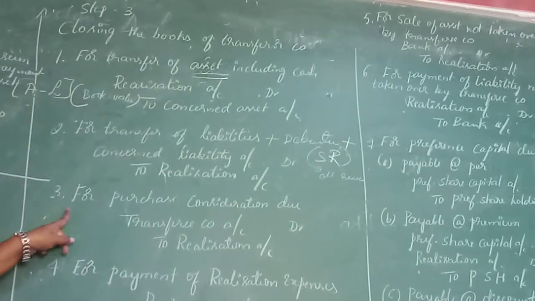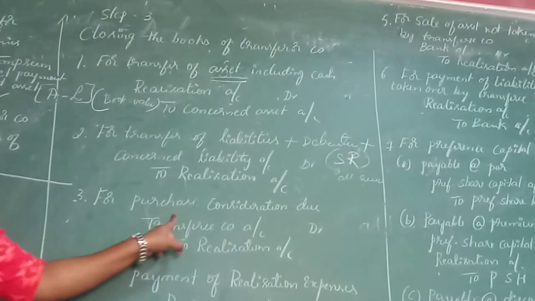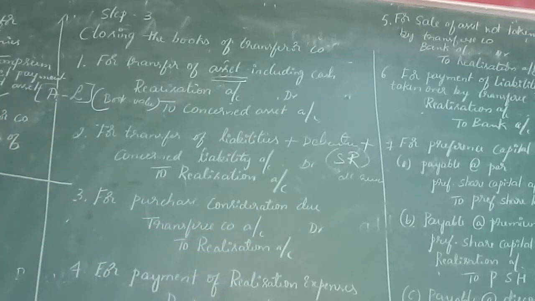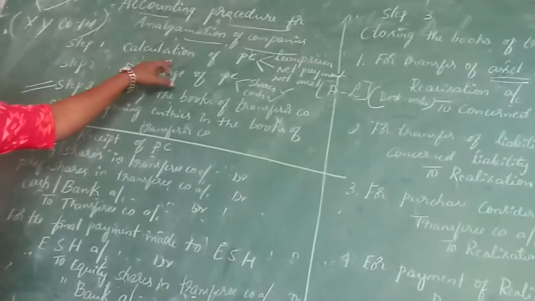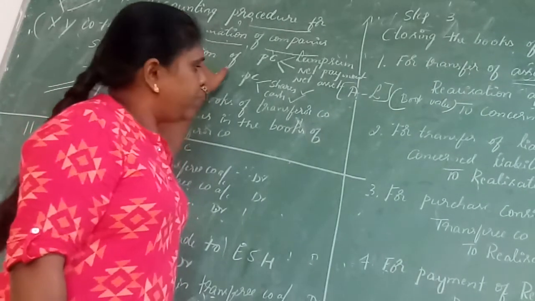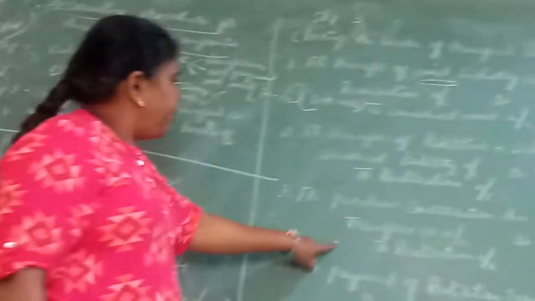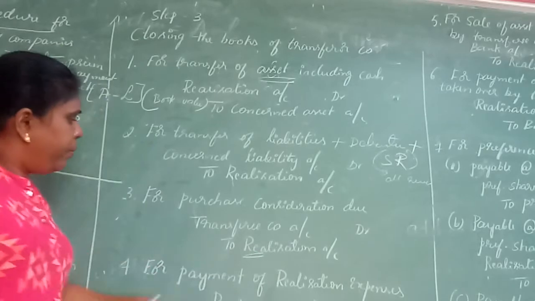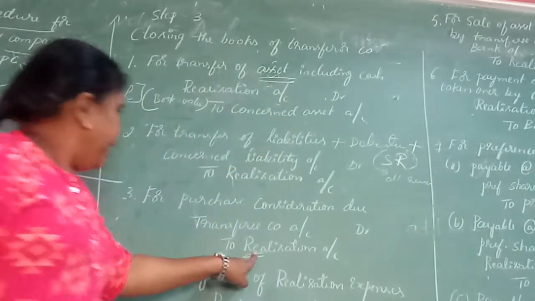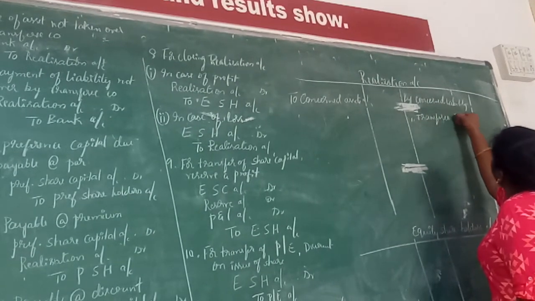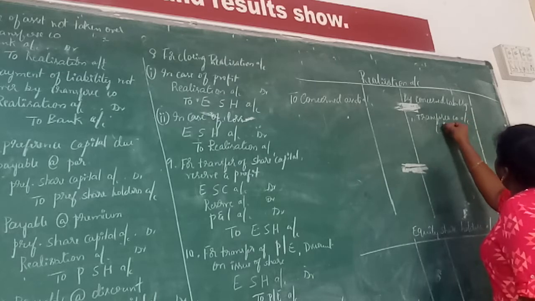Next, the third journal entry is for purchase consideration due. Purchase consideration you already calculated in step number 1. You have calculated the total amount payable by the transferee company to the transferor company. So you have to write purchase consideration due in the realization account. In the ledger account, in the realization account, by transferee company account. So here you have to write PC due.